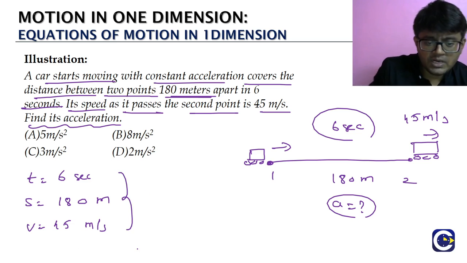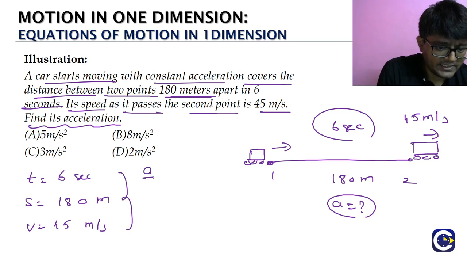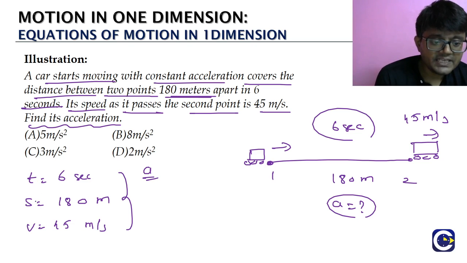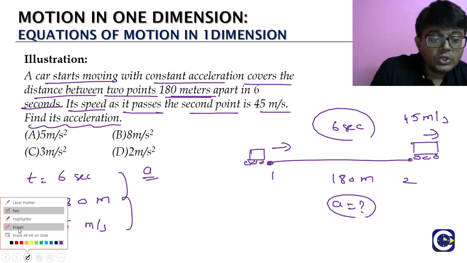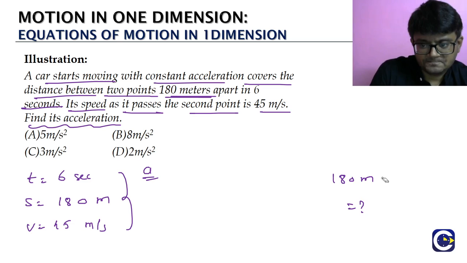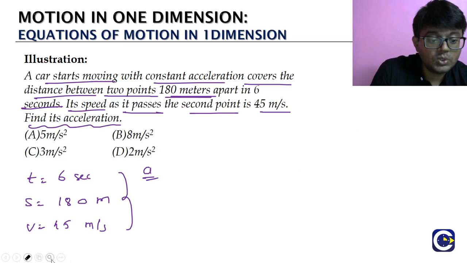Do we have a formula relating S, V, T and acceleration? Remember, we have a formula for S, U, acceleration and time. What is it? S is equal to ut plus half at square. What is the formula we have? S is equal to ut plus half at square.